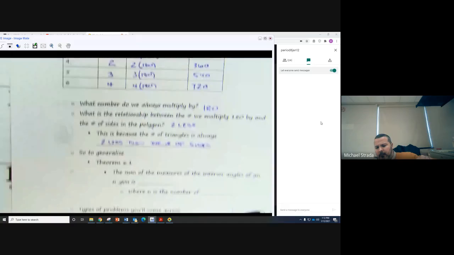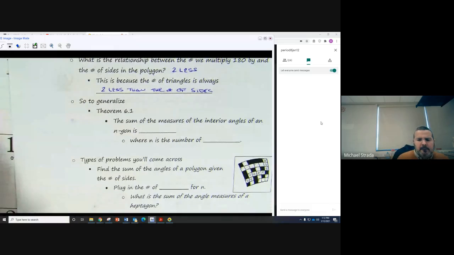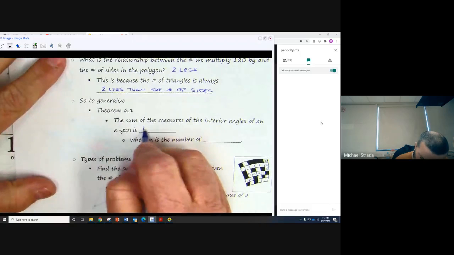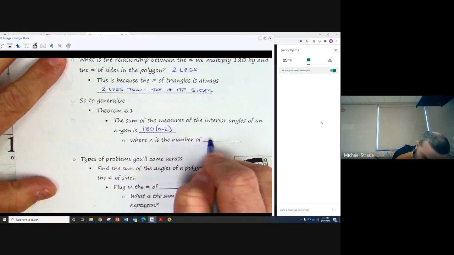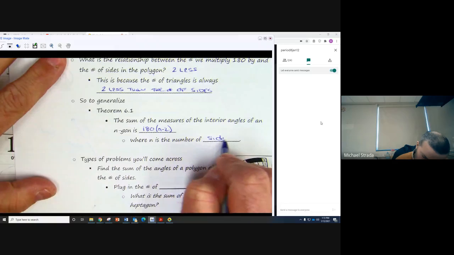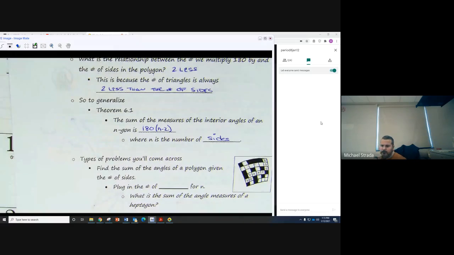Putting it all together, we have theorem 6.1. The sum of the measures of the interior angles of an n-gon is 180 times n minus 2, where n is the number of sides.